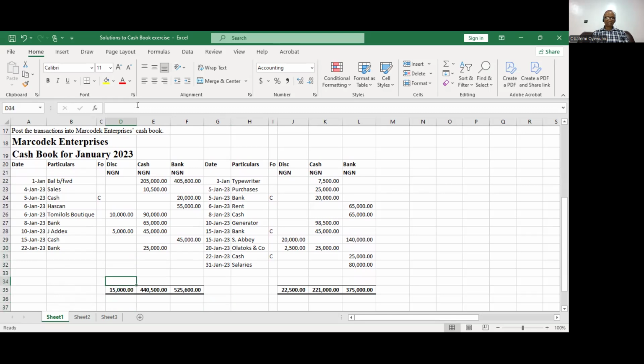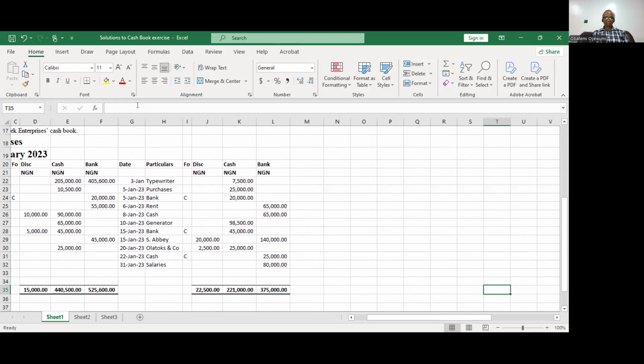So let's look. Is there any balancing figure? Yes. So here, in your discount column, you have discount allowed of 15,000. Total cash was 440,500, and then total bank money that entered into the bank, plus the initial amount brought forward, 525,600. So here you have 22,500, and then 221,000, and then here you have the sum of 375. So of course the debit side happens to be bigger than what we have there.